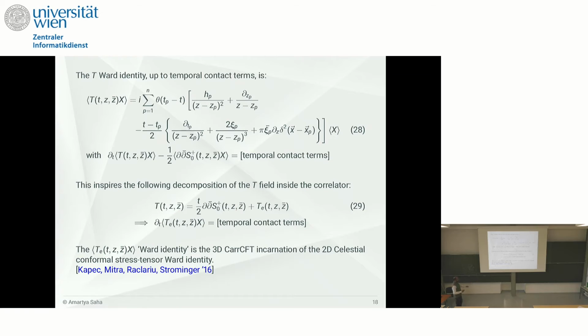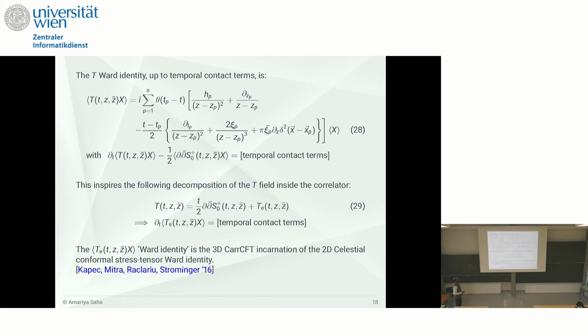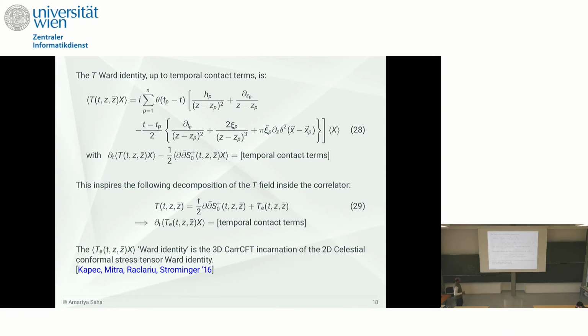So the derivation is similar: you just have to extract one del bar operator from both sides and invert it. I'll just directly quote the result, so we can get a hint of the celestial stress tensor identity. Now I would like to talk about Carrollian conformal OPEs.